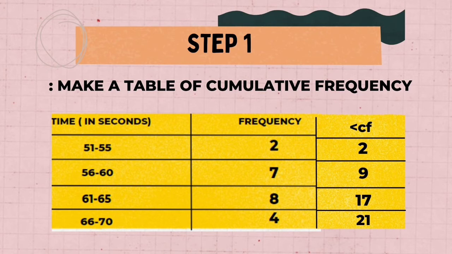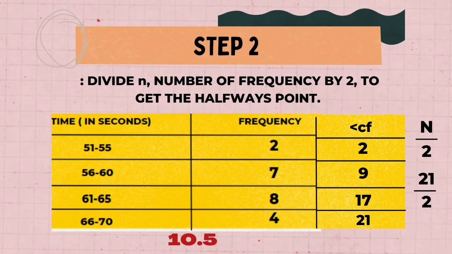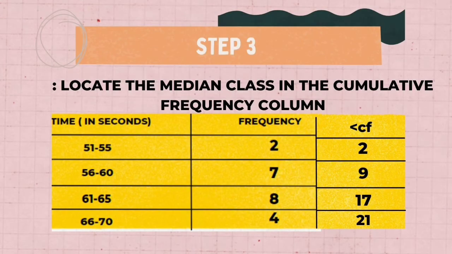So we are going to take 2 as a starting point. Add 7, we have 9. Then add 8, so we have 17. And then add 4, so we have 21. Second step is divide n, the sum of frequency, by 2 to get the halfway point. We have n over 2, where n is equal to 21. Divided by 2, the halfway point is 10.5.